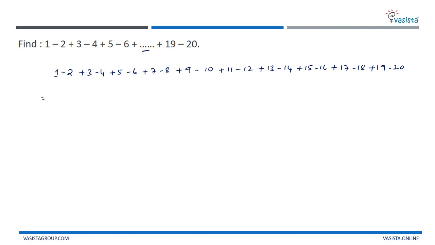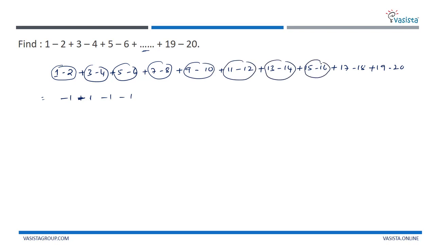Otherwise, by observing here, each pair is going to be minus 1. Here minus 1, again here minus 1, and so on. Counting the pairs: 1, 2, 3, 4, 5, 6, 7, 8, 9, 10, so 10 times minus 1, which is nothing but minus 10 is the answer.